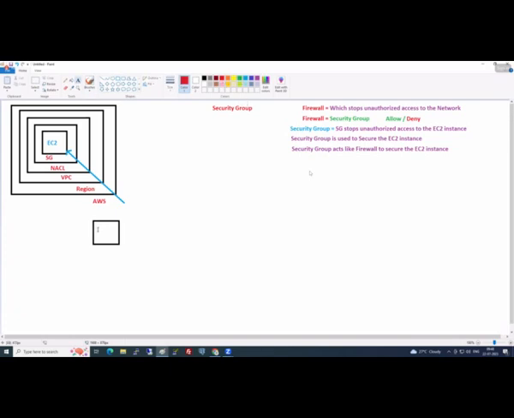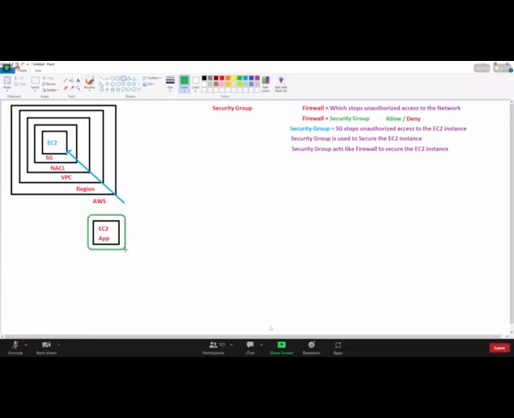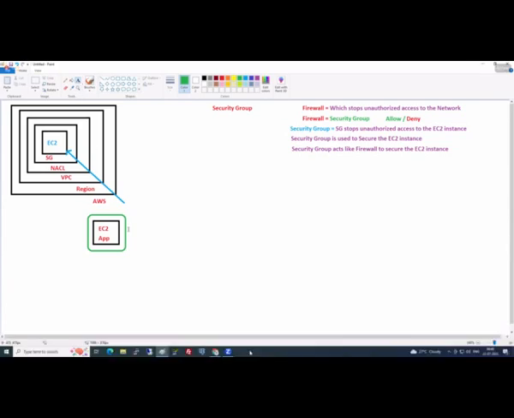Okay, this is an EC2 instance. Carefully, you need to answer it. And I have an application inside it. This EC2 instance is secured by? The EC2 instance is secured by? Security group. EC2 instance is secured by?